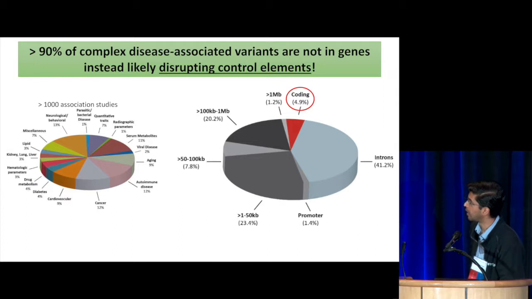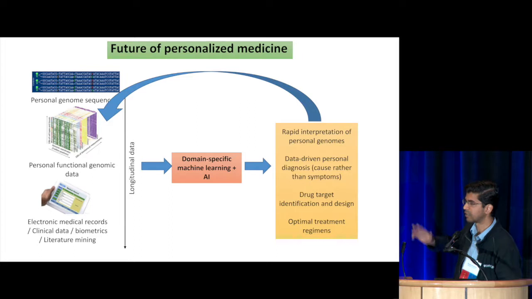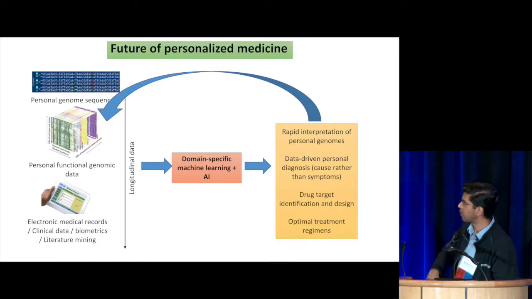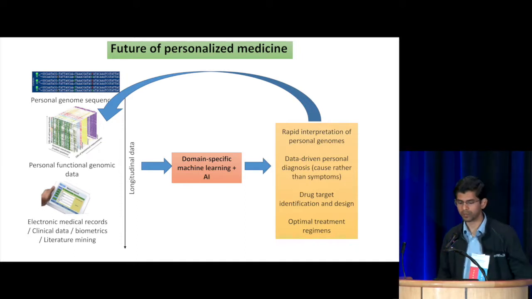So I'll just stop there and briefly outline what we're planning to do. The future of personalized medicine as we see it, we think essentially you'll have to do large-scale personalized genome sequencing. You'll have to integrate that with personalized functional genomics, these giant data cubes that measure various kinds of biochemical activity, integrate that with clinical and electronic medical health records, and develop interesting domain-specific machine learning interpretable models that allow us to rapidly interpret personal genomes, make personalized diagnosis, help with drug target design and identification, and also optimize treatment regimes.